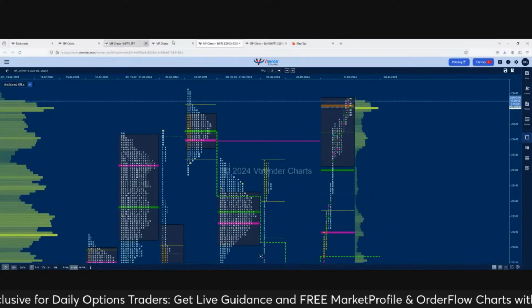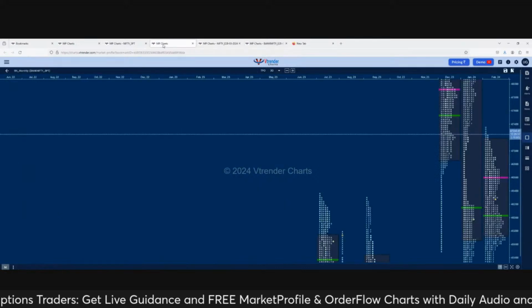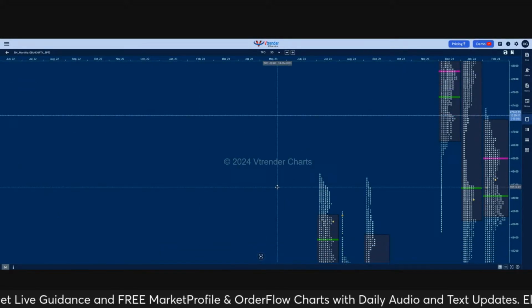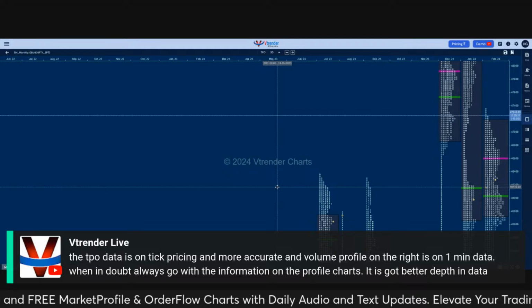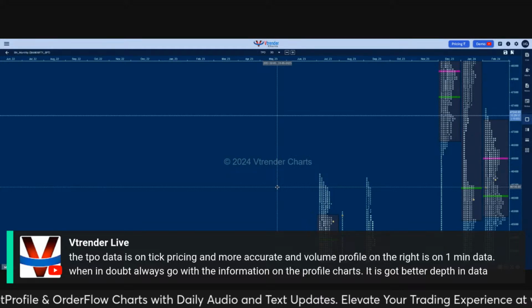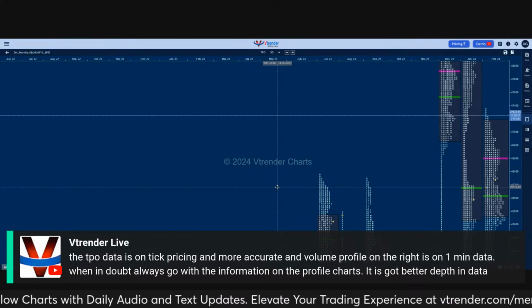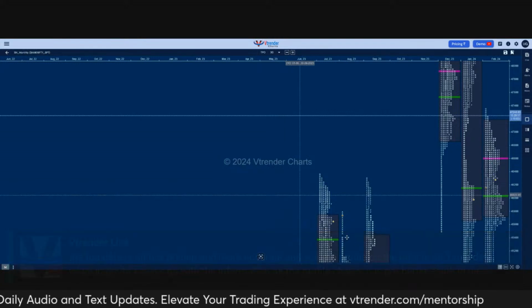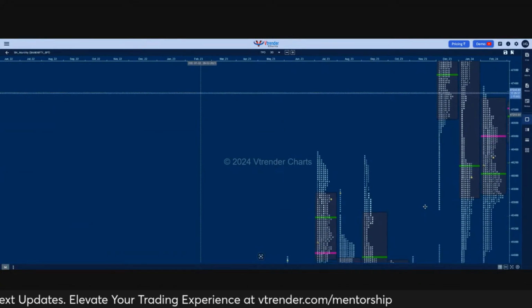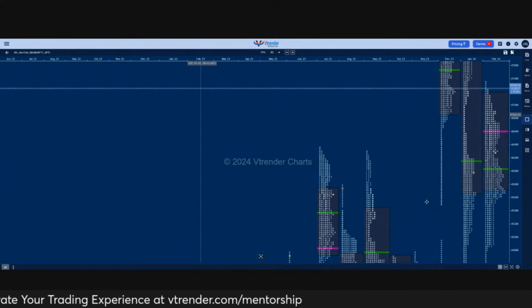So moving on, what you have on screen right now is the Bank Nifty monthly profile chart.